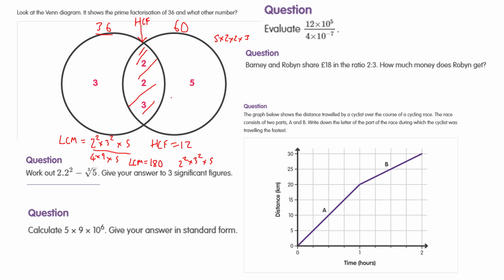Now, does it make sense? Is the highest common factor of 60 and 36 12? Yes, it is. Is the LCM of that 180? It is. And that's all the Venn diagrams recapped a bit.